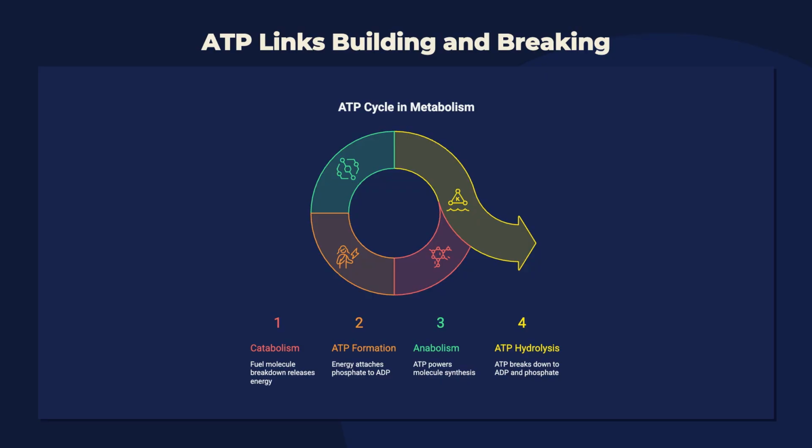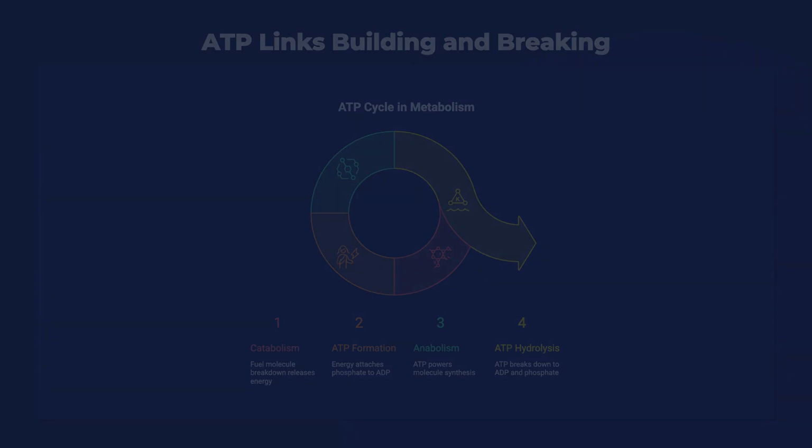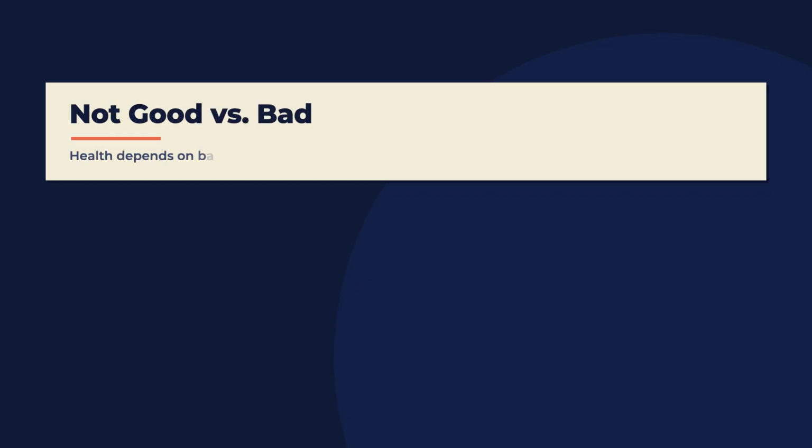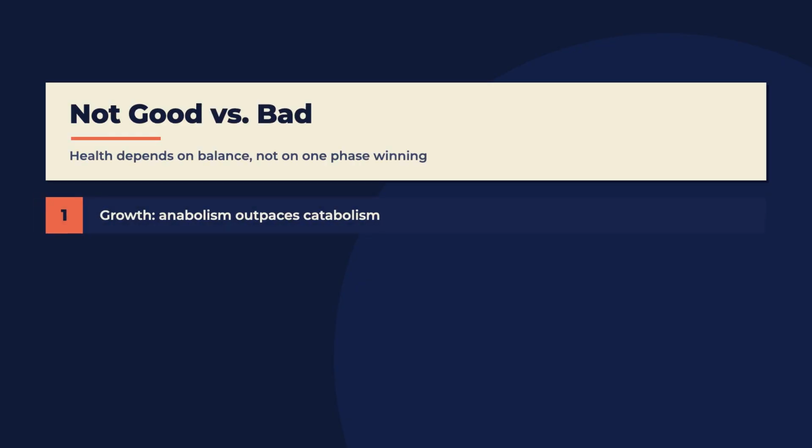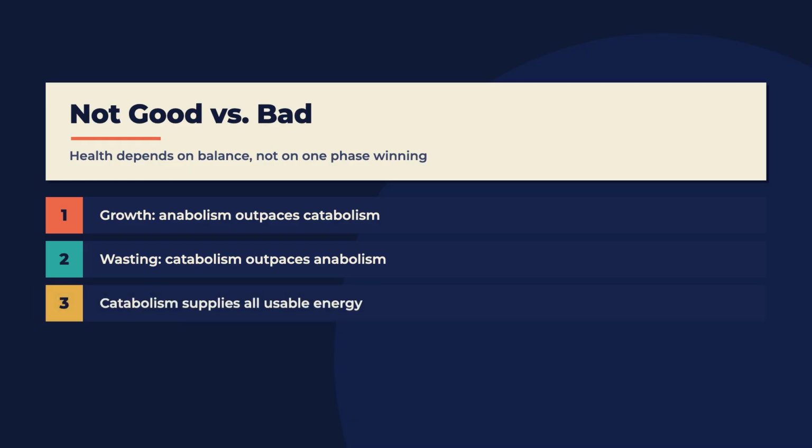Fuel gets dismantled. The released energy attaches a phosphate to ADP to make ATP, and that ATP is spent wherever construction is needed. It's tempting to think catabolism is the damaging phase and anabolism the healthy one, but that's wrong. Catabolism is how a cell gets every unit of usable energy it has. Growth happens when anabolism outpaces catabolism. Wasting happens when catabolism outpaces anabolism.